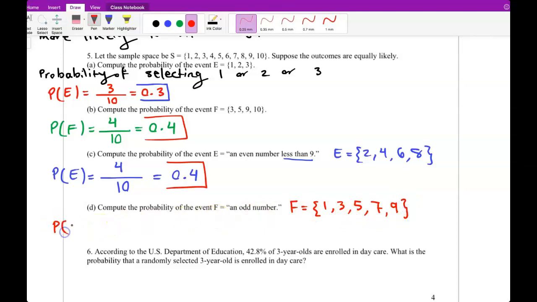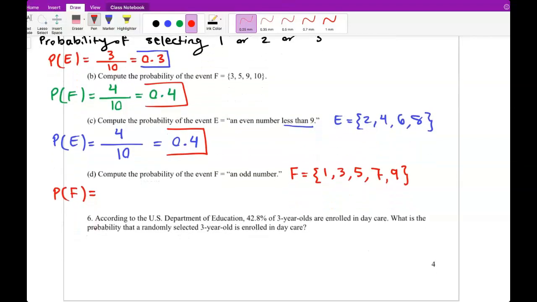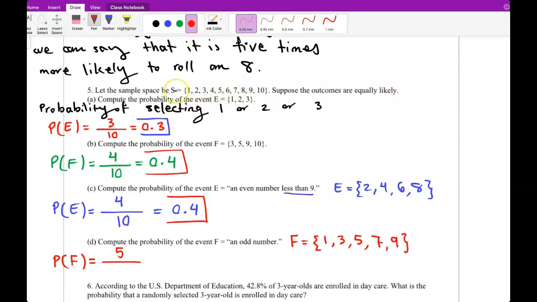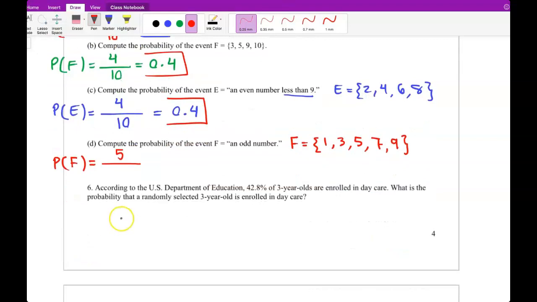Now, the probability of this event. When we say event, that doesn't mean we always should use E. So in this case, I have F. Our event is shown with F. So that is equal to how many numbers we have inside, 5, divided by how many numbers we have in our sample space, which is 10. So it's 0.5.